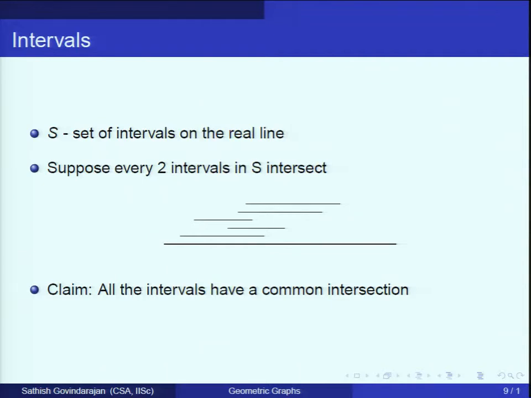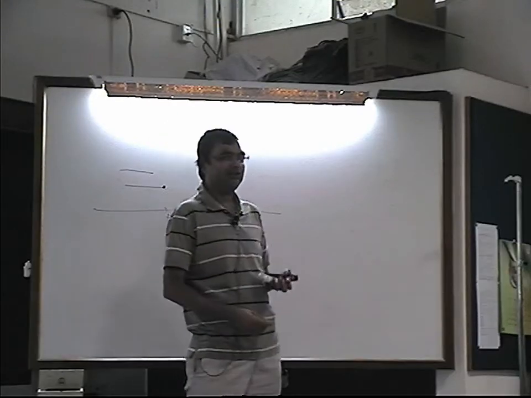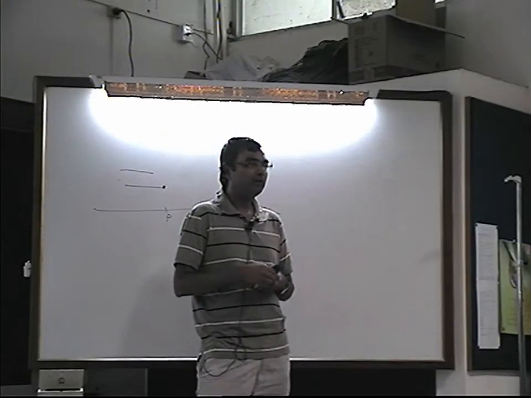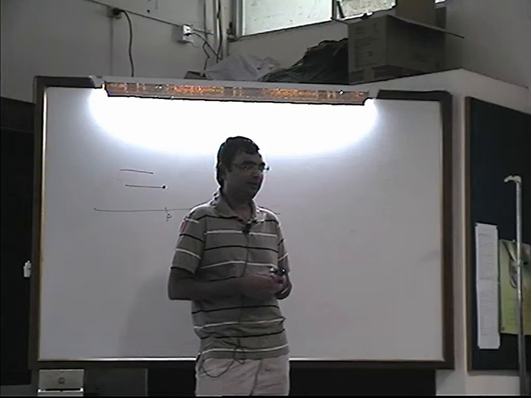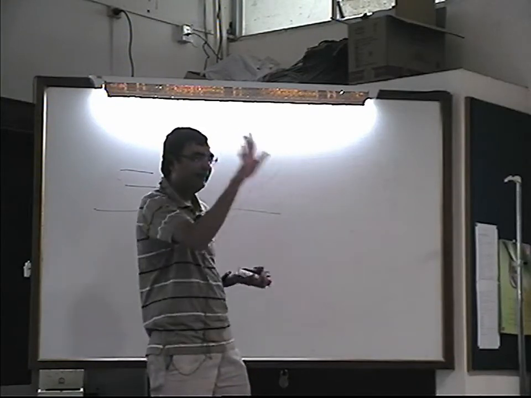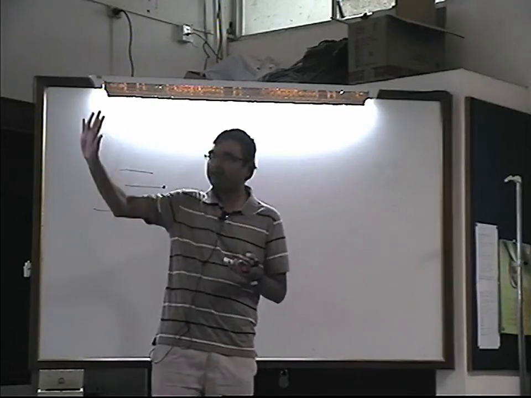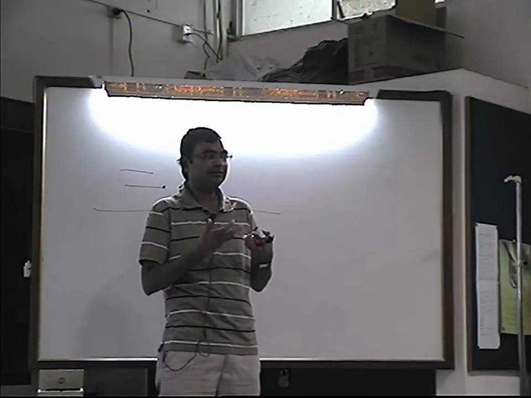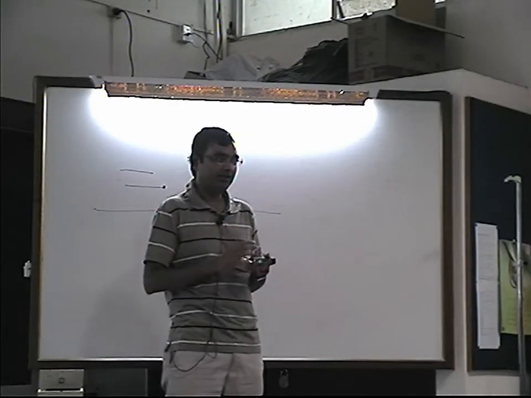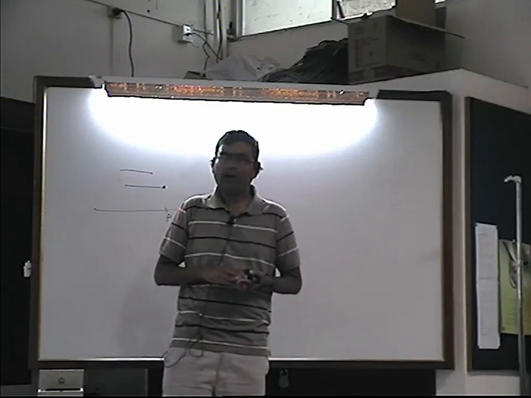That theorem might say something, right? So whenever you say some statement is false, you have to give a counter example, right? So I will leave it as an exercise for you. You can easily construct circles such that every two circles intersect, but all of them don't have a common intersection. How about rectangles?